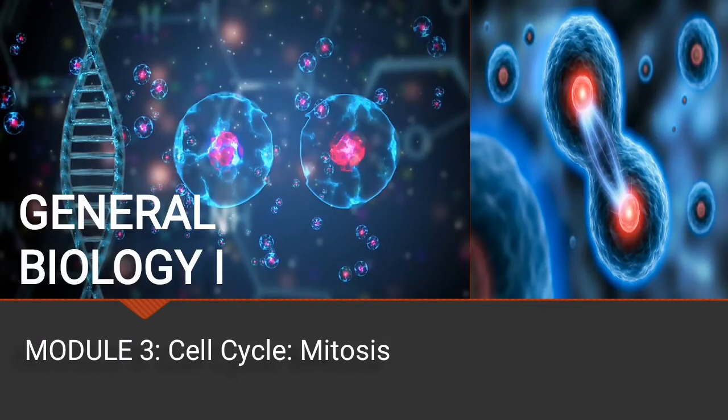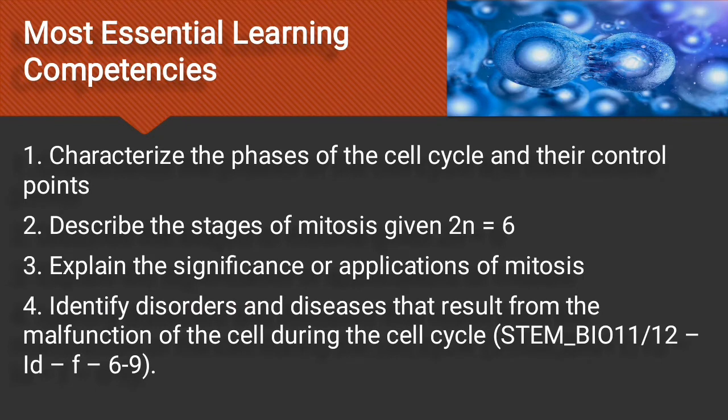3. Cell cycle mitosis. Most essential learning competencies are to characterize the phases of the cell cycle and their control points.